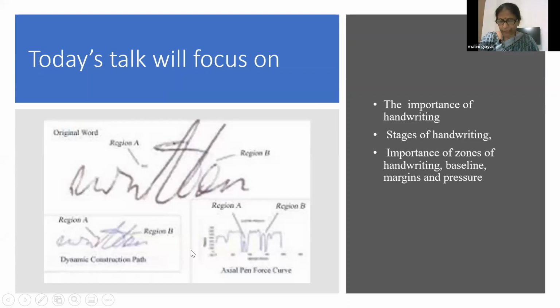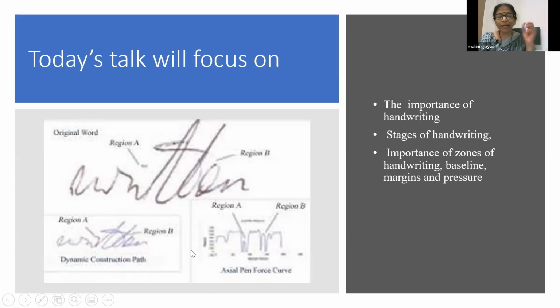So now we will see what we are going to do in today's talk. Today, we will cover all these points while discussing the importance of handwriting, stages of handwriting, and importance of zones of handwriting, baseline, margins, and pressure.